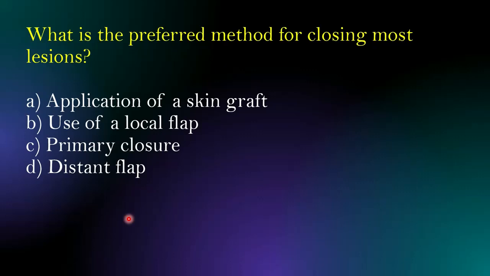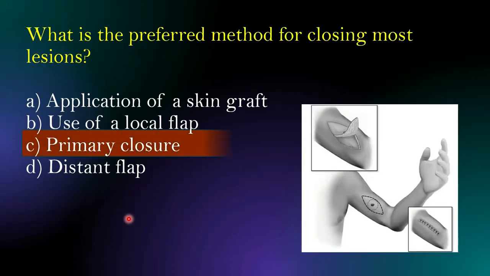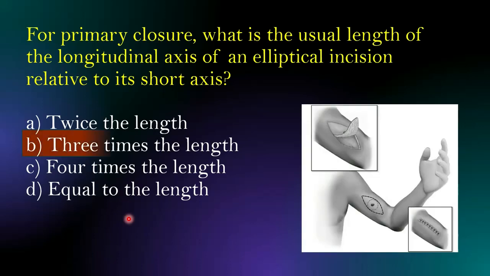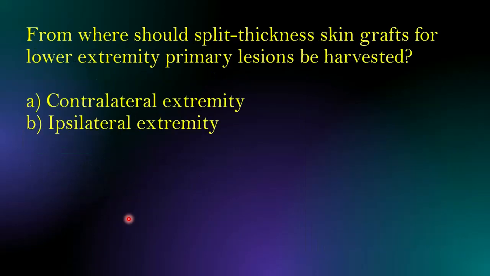So what is the preferred method for closing most lesions in malignant melanoma? Always primary closure is the best method. For primary closure, what is the usual length of the longitudinal axis of an elliptical incision relative to its short axis? Twice the length, 3 times the length, 4 times the length, equal to the length. We have already said that the best ratio between the length and the width is 3:1. The answer is B, 3 times the length.